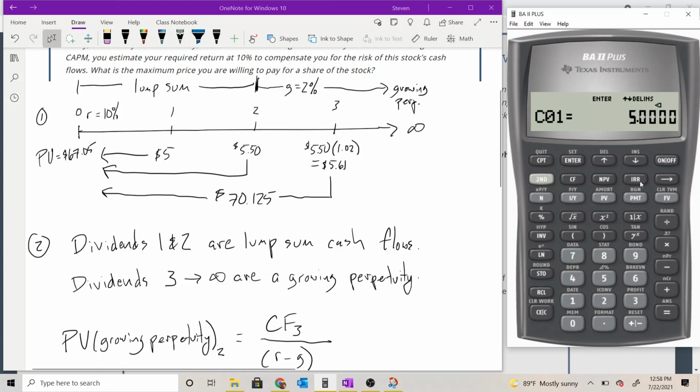And then I'm going to hit the down arrow key. It's going to ask for F01. That's the frequency of cash flow 1. How many times in a row do I receive that $5? Well, in this example, it's just once, so I'm going to leave it set to the default 1 and hit the down arrow key to go to the next entry.